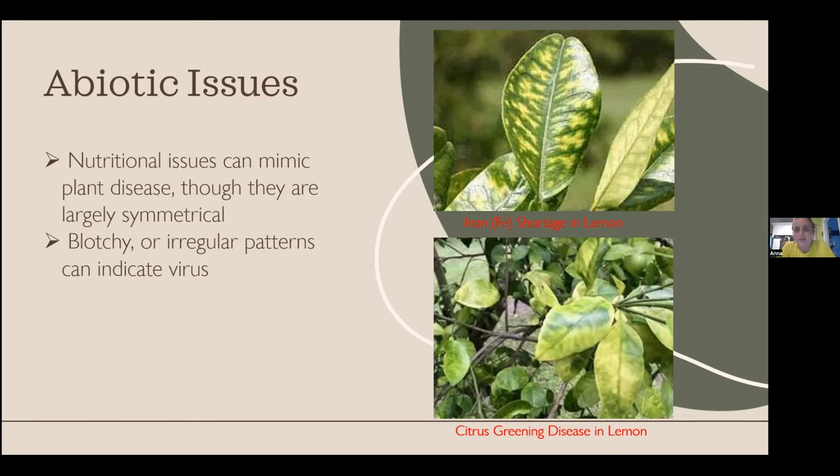So these are both citrus leaves. The top one is an iron shortage and the bottom one is citrus greening disease. And you see how that bottom one, the yellowing, the green parts are very blotchy. If you were to fold that leaf in half, they're not symmetrical at all. That one up top is. That can be a really good diagnostic tool.